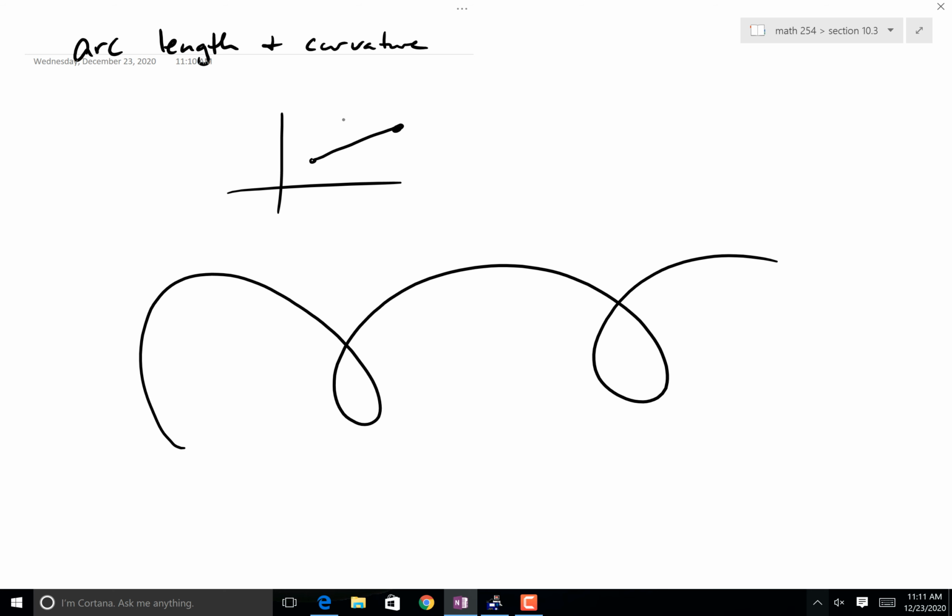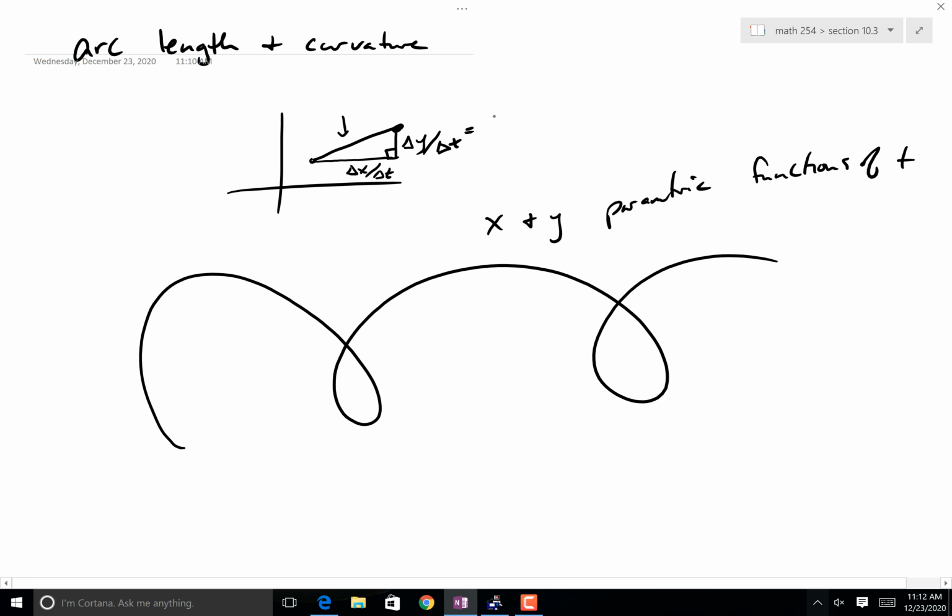Well, this length right here would be change in x. This length here would be the change in y. And of course, if x and y were parametric, what does that mean? Well, that means that they are functions of t. So in other words, this wouldn't really be delta x, it'd be dx/dt and dy/dt. They'd be derivatives.